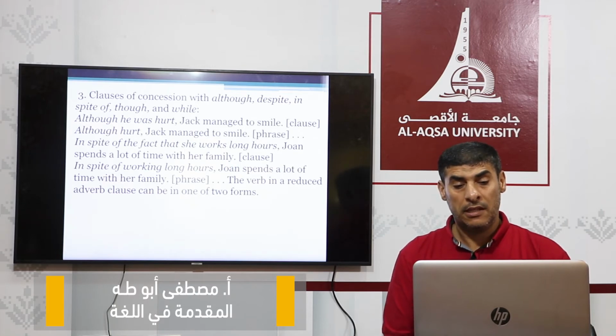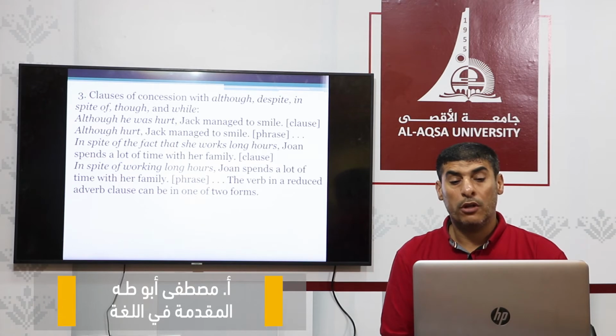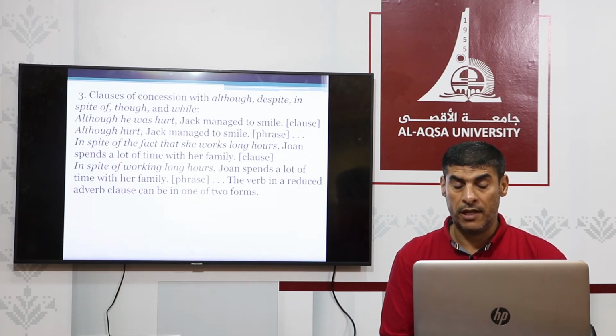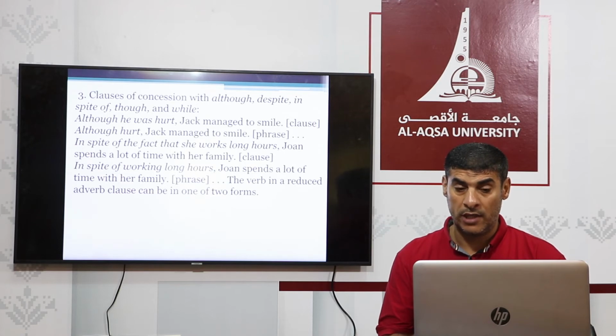Let's read the examples here. Although he was hurt, Jack managed to smile. That is a clause. Although hurt, as I said, although clever, although tall, although hard, Jack managed to smile. So what we have here is the omission, the deletion of the subject, and the deletion of the subject requires the deletion of the verb.